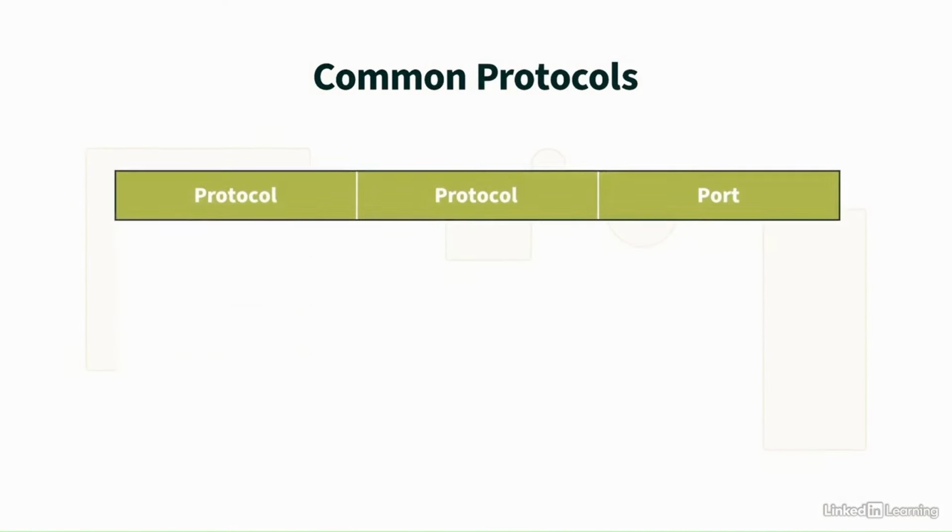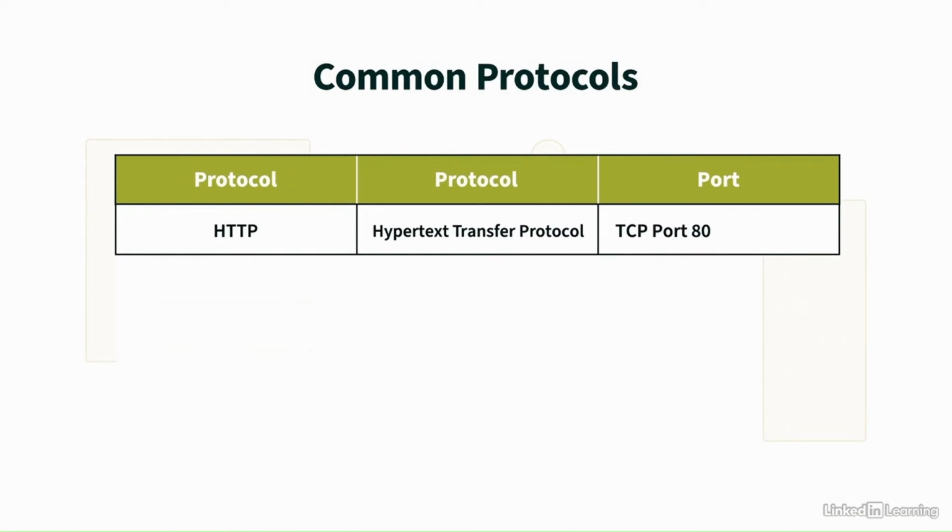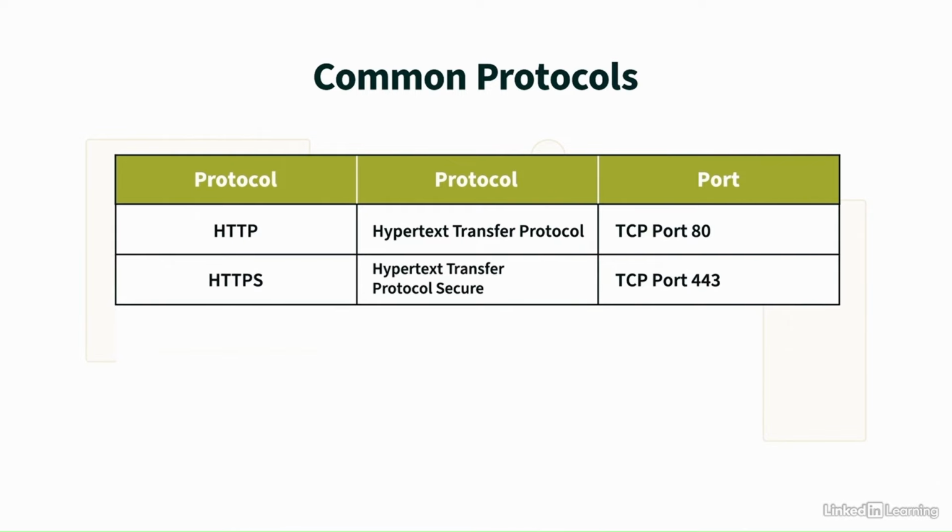Now, let's take a look at a few very common protocols that would be really good for you to memorize. First is HTTP, or Hypertext Transfer Protocol. This is the protocol that we use when we're communicating with traditional web servers. It uses TCP port 80. Next up is HTTPS, or Hypertext Transfer Protocol Secure. When we have a secure connection with a web server, maybe because we're entering credit card information, we usually use HTTPS to protect our data from eavesdroppers. And it's going to be using TCP port 443.